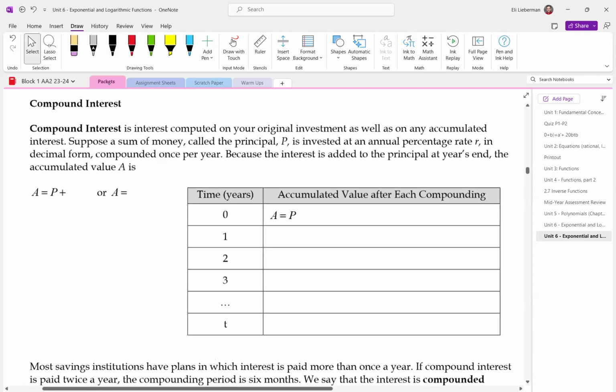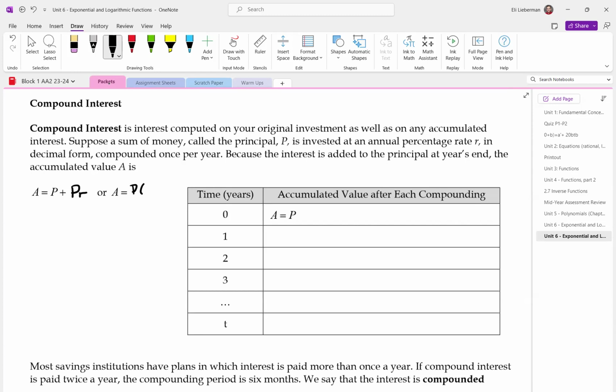So just for 1 year, this would be P. Let's see. Suppose a sum of money called the principal is invested at an annual percentage rate R in decimal form, compounded once per year, because interest is added to the principal at year's end. Cumulative value is P plus the interest, P times R, which could also be written as P times 1 plus R. Does that look familiar?